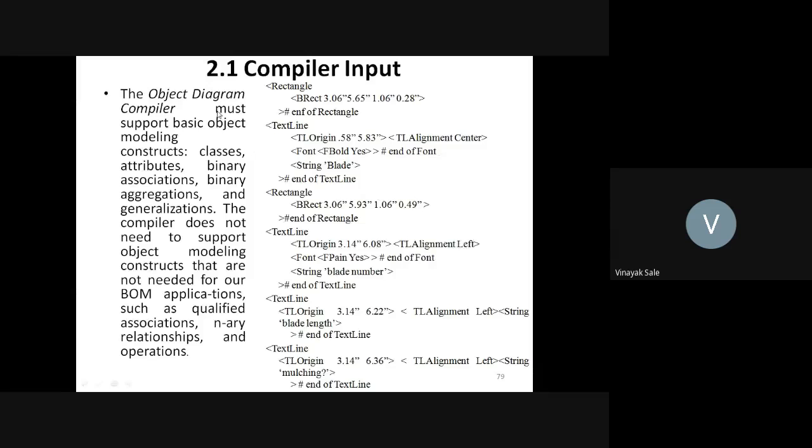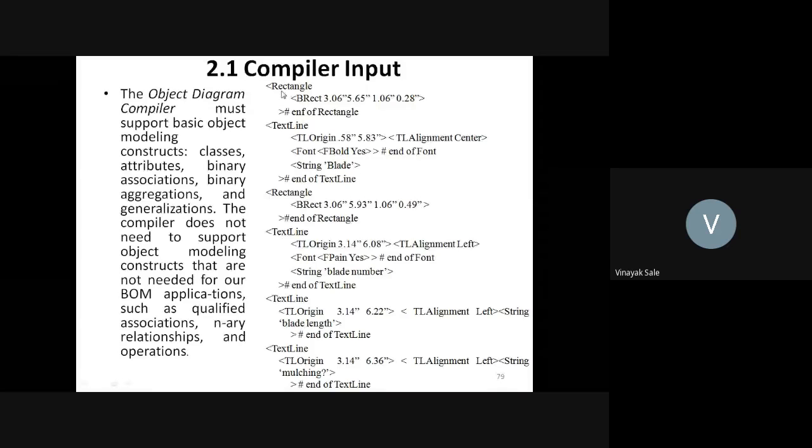The object diagram must support basic object modeling constructs. Any object diagram consists of classes, binary associations, binary aggregations, and generalizations. The compiler does not need to support modeling constructs that are not needed for our bill of material applications, such as qualified associations, n-ary relationships, and operations. Here we have taken four to five examples.